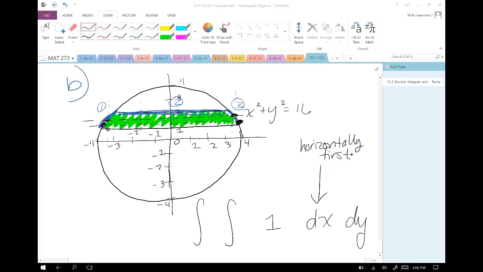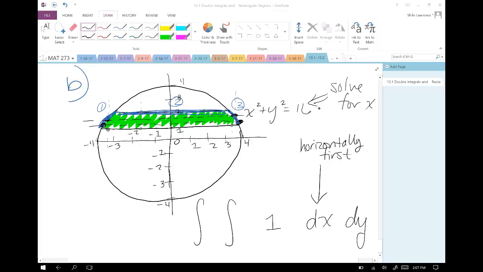That means I need to solve my circle for x. And because I'm doing y on the outside, my x limits can have y's in them. So we want to solve our circle equation for x. I want to know with respect to x, what is my lower bound and upper bound? So if we solve this for x, what are the 2 steps we're going to have to do? 2 algebra steps.